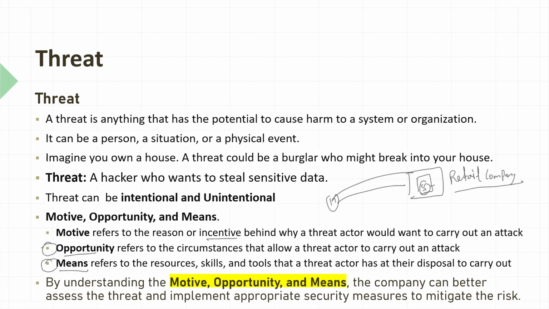The company is running outdated e-commerce software with a known vulnerability which can be easily exploited. And third, the criminal group has sophisticated malware and they have special skills to send a phishing mail. That is called the means. So that is how they basically target.